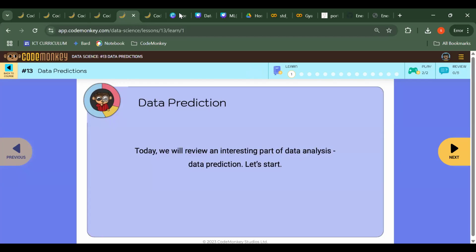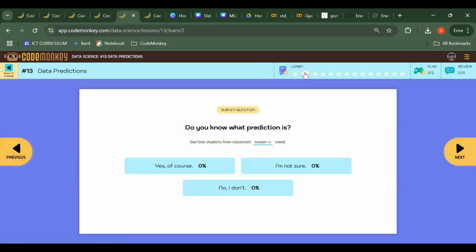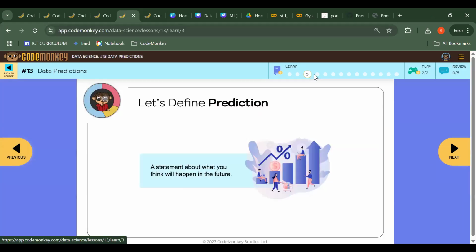Let me see your chat. Okay. Okay, data prediction is repeating again. Let's go to the next slide. Okay, the question, skip again.